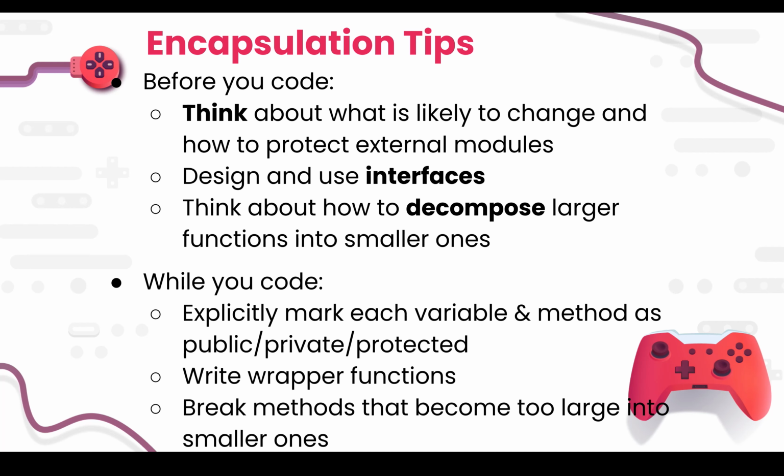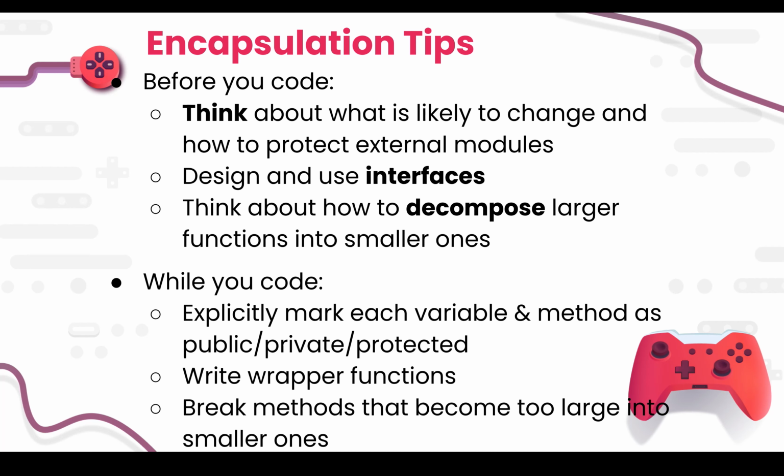Then, while you code, you can also explicitly mark every single variable and method as either public, private, or protected. This has two benefits. First of all, it makes it very clear what is and is not accessible from inside and outside of the class. And second, whenever you mark a variable or method as public or private, it forces you to think whether you actually need to make this variable or method public or private.